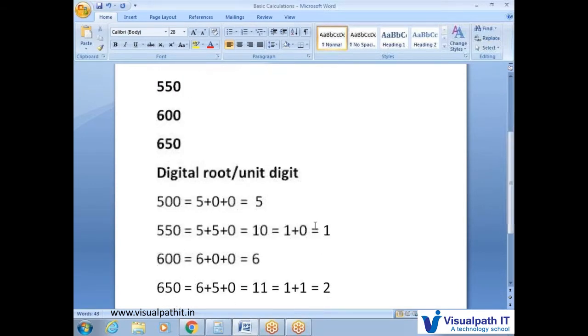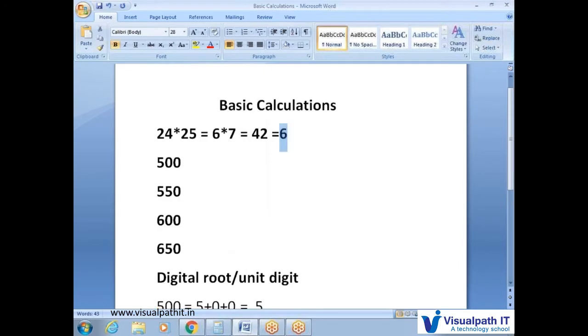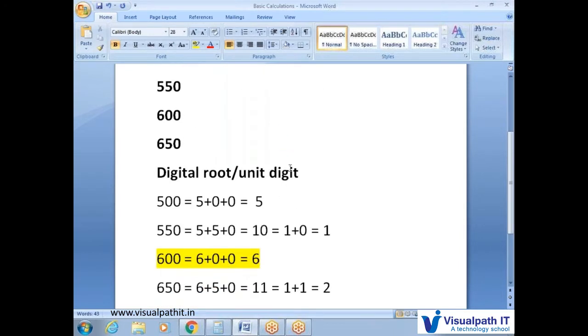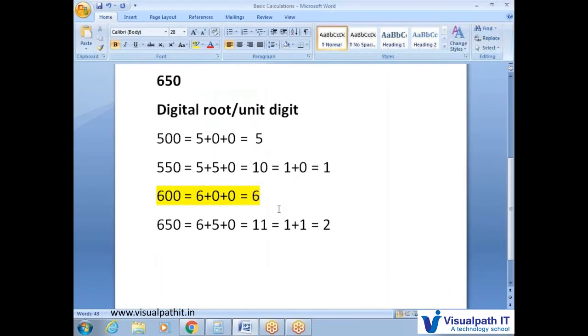Option D also, 2 is not equal to 6. What is the answer? LHS is equal to RHS, so option C is the correct answer. Clear? LHS is also 6, RHS is also 6. 6 equals 6. So the answer is LHS equals RHS, so option C is the correct answer.